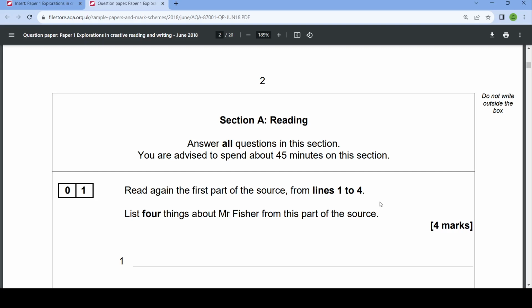If you haven't, then you need to go and watch that first, the one about the exam format, the assessment objectives, and the marking criteria.